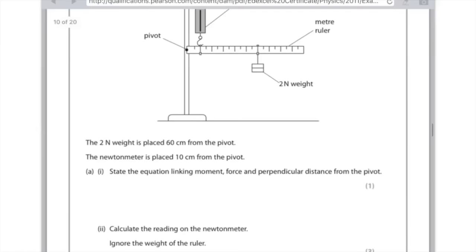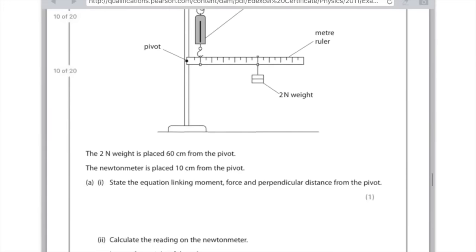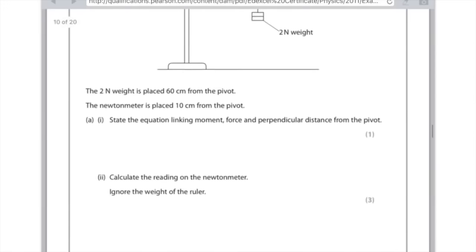So let's look at the clockwise moment. We've been told that the weight is 60 centimetres from the pivot. The moment, therefore, clockwise will be 0.6, because you need to convert from centimetres into metres, times 2. And now we need to look at the anti-clockwise moment. I can see that this Newton meter is at 10 centimetres. So it's just a matter of substituting them all into the equation and finding the missing value. And I'm going to show you what that looks like.